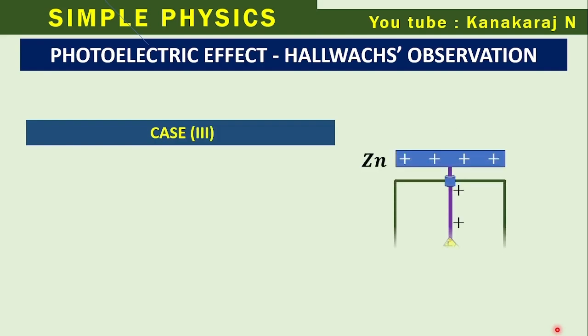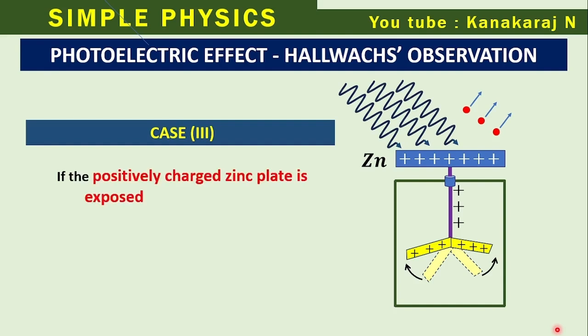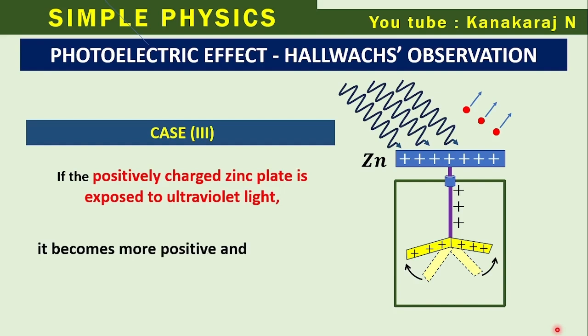Here we have taken a positively charged electroscope. The zinc plate is exposed to ultraviolet radiation. Few particles are emitted. We find the leaves are getting apart further, which means it becomes more positively charged. So the emitted particles are negatively charged. If the positively charged zinc plate is exposed to ultraviolet light, it becomes more positive and the leaves open further.